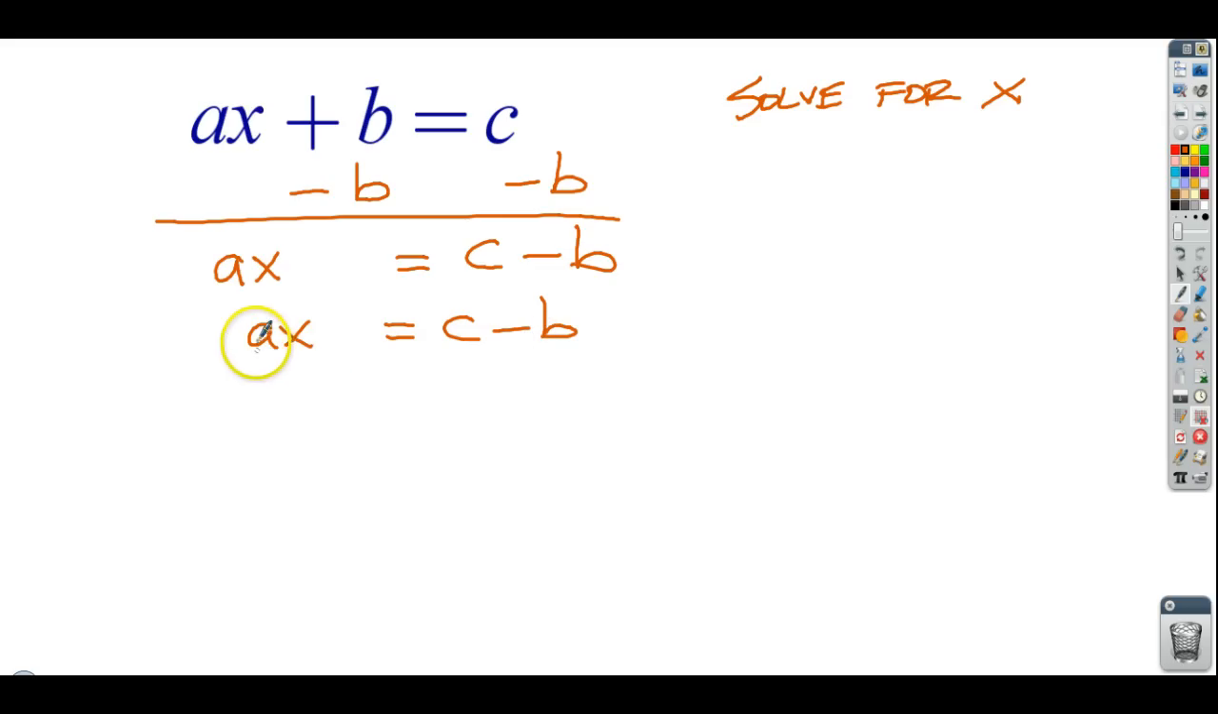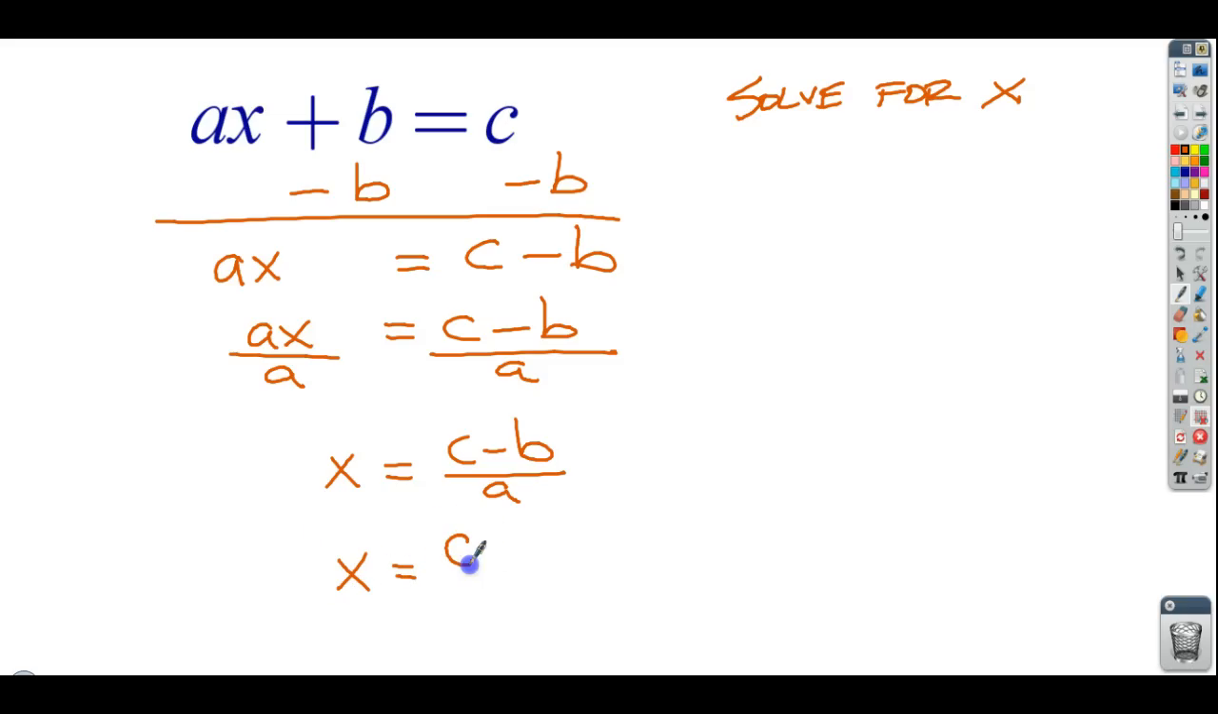And then in order to find X here, whatever A is, if this was 2X, I would divide by 2. If this was 3X, I would divide by 3. If it was 85X, I would divide by 85. So I'm going to divide by whatever that number is, and I have to divide that whole thing by the number. So I get X is equal to C minus B over A. Or I could write it also as, and this might be a better way of doing it, I'm going to take C and then, whatever B is, I'm going to make it the opposite.